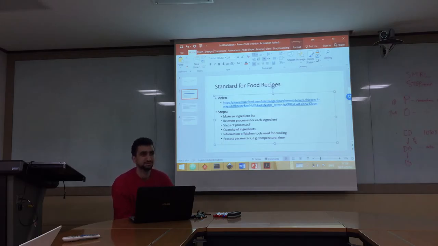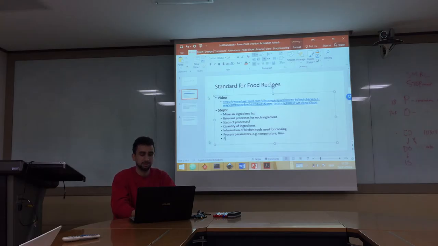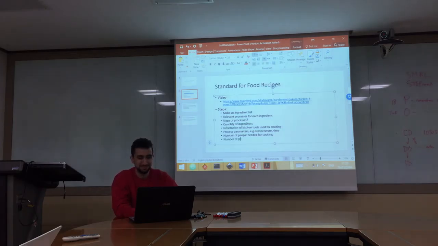How many men need? The number of people needed. I'm not sure how this relates back to CAD, but okay. Needed for cooking or needed for eating? Well, actually, both would be important, I guess. Cooking and number of people who can be served.